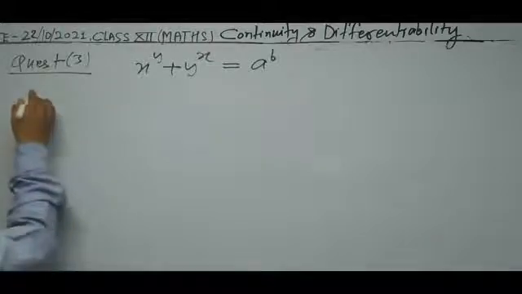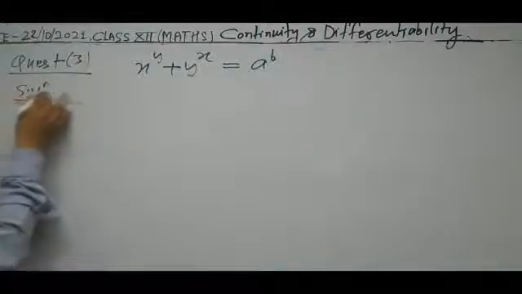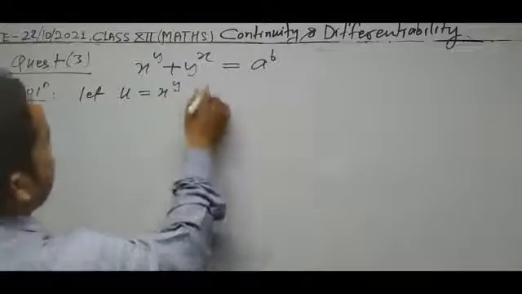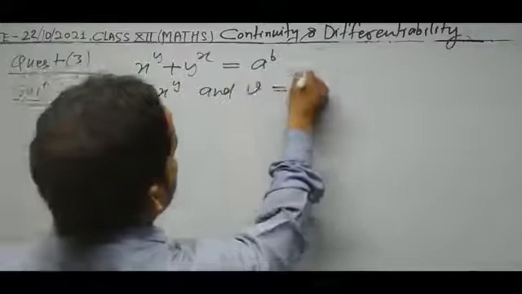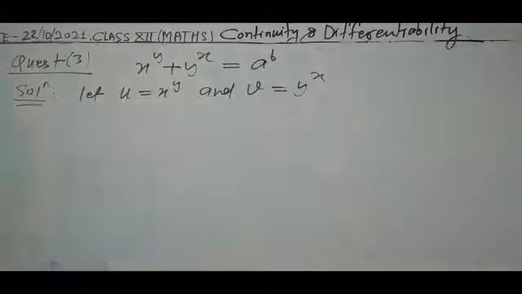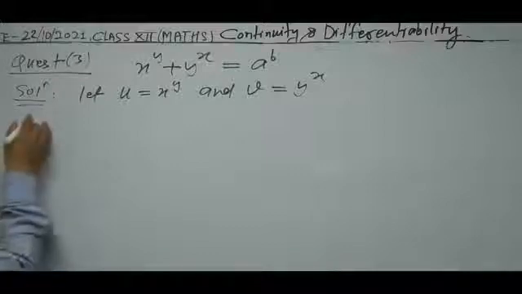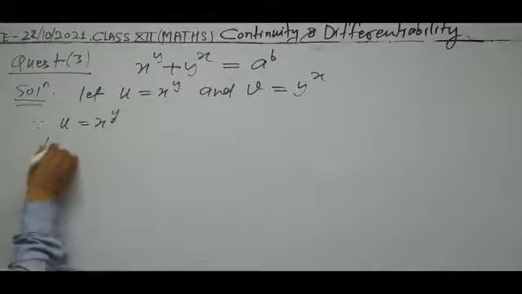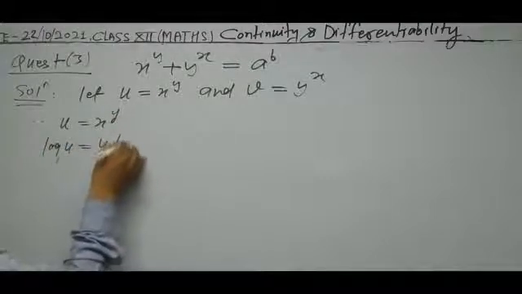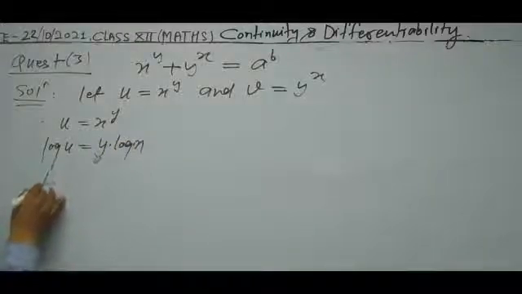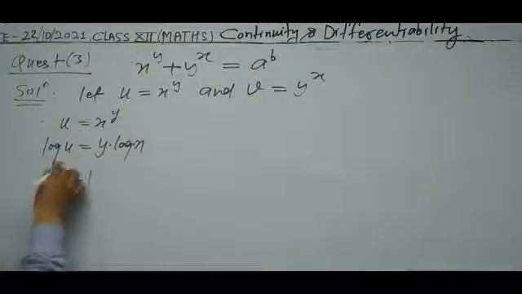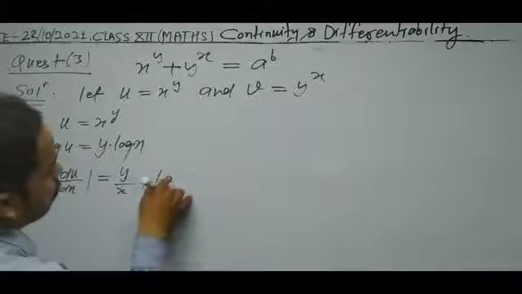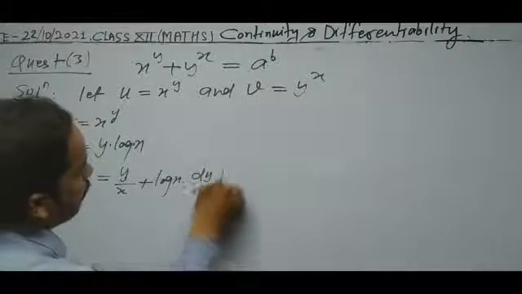Now first of all you will consider, let u is equal to x to the power y and v is equal to y to the power x. So this function we have to differentiate by using the log method. Since u is equal to x to the power y, this implies log of u we can write y times log of x. Now 1 upon u du by dx, result will be y by x plus log of x with dy by dx.